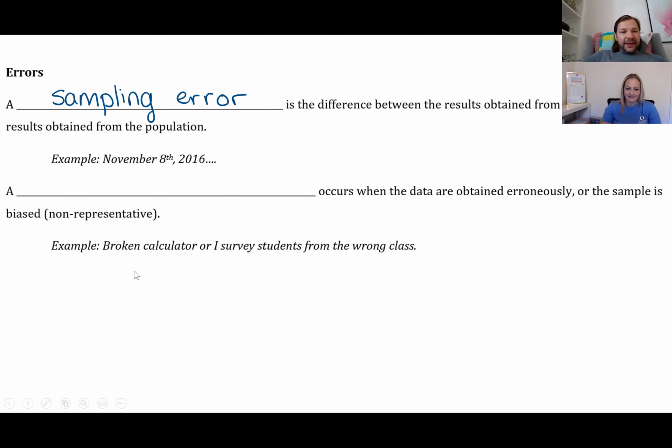Now there are different types of errors. A sampling error is when the results obtained from the sample are different from the results obtained from the population. Because you picked a subset of your population, it could be that you picked a few people that have a different opinion than the rest of the population.